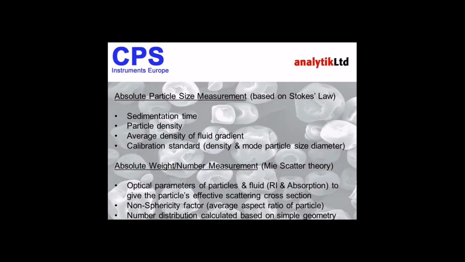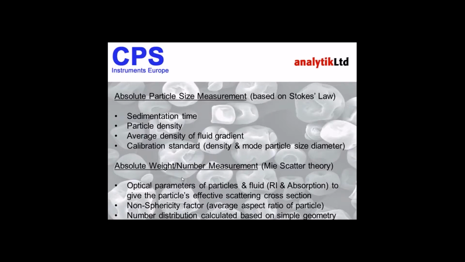So what kind of information can we get from such DCS analysis? Well, the two important analyses is one, we can get absolute particle size measurement, and for that we would need the following. We measure the sedimentation time, we need to know the particle density, and we would also need to know the density of the fluid gradient. Obviously, because you know the gradient you're making up, you would have that information pretty well defined. And of course, we need to know information about the calibration standard.